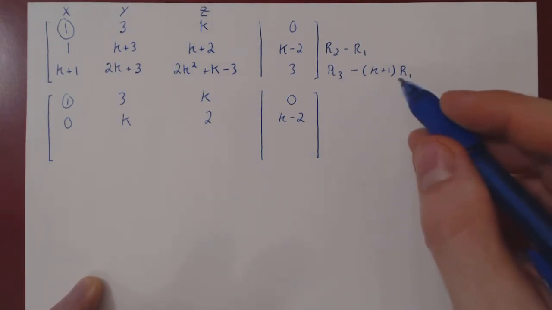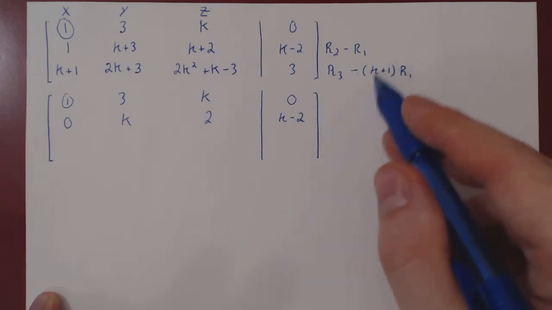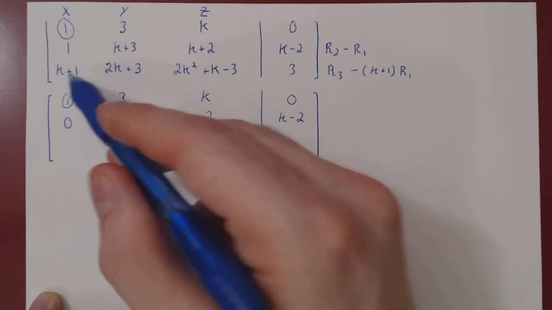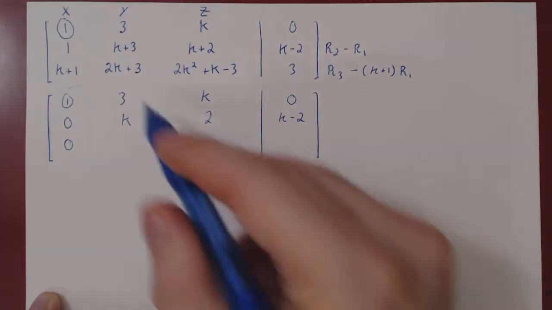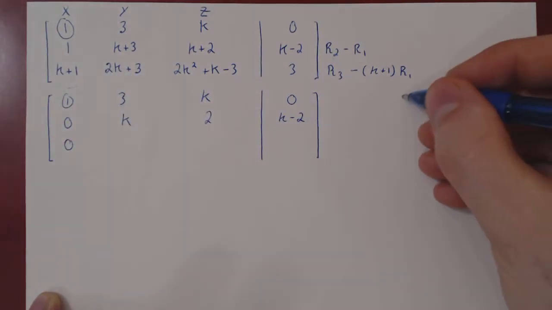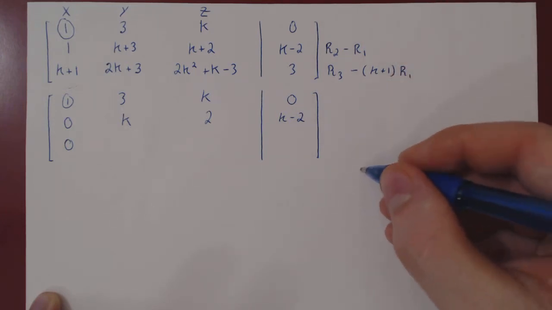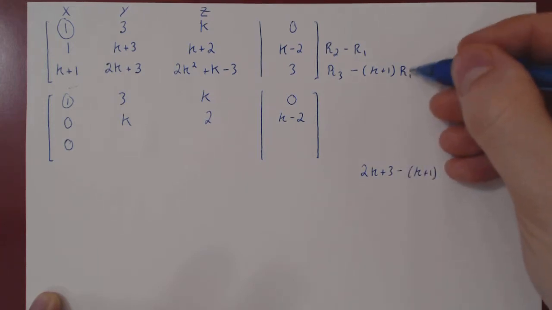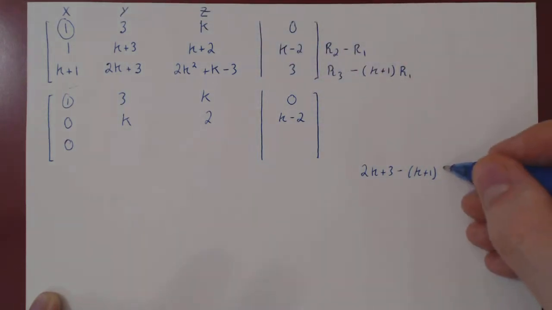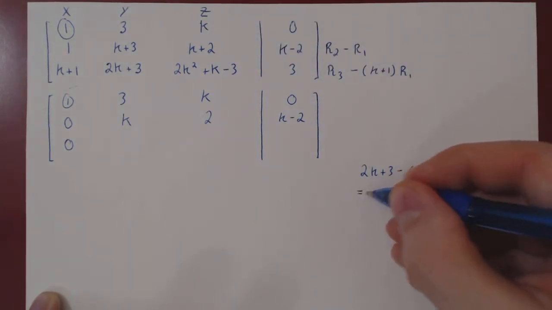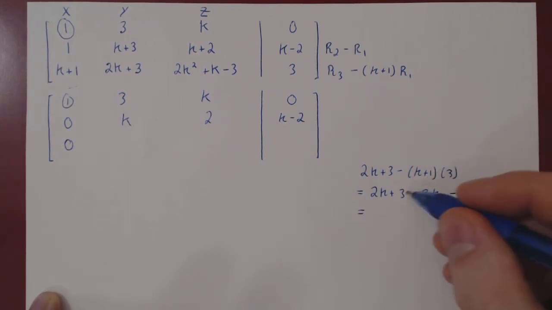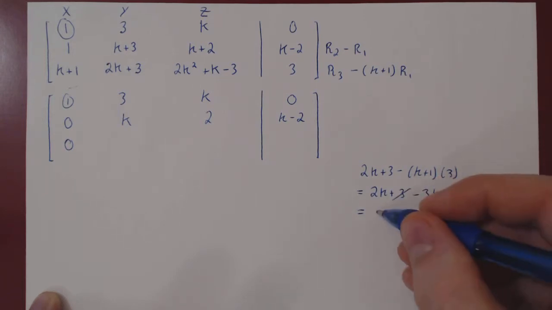The second row operation is a bit more interesting. Row 3 minus k plus 1 times row 1, so k plus 1 minus k plus 1 times 1, while k plus 1 minus itself is 0. This will do on the side, so 2k plus 3, 2k plus 3 minus k plus 1 times the entry in row 1, which is 3. So what do we get here? We get 2k plus 3 minus 3k minus 3. 3 minus 3 cancels. 2k minus 3k is negative k.